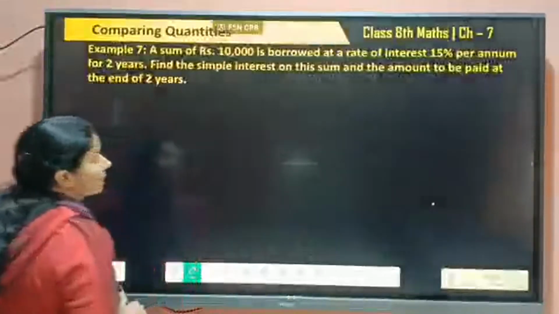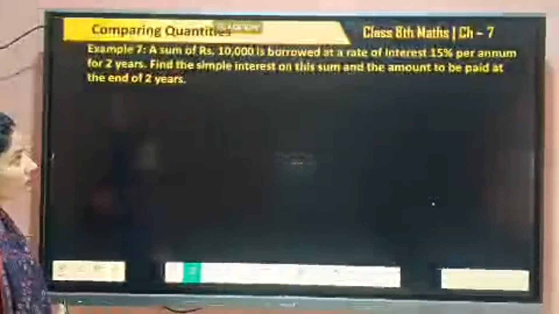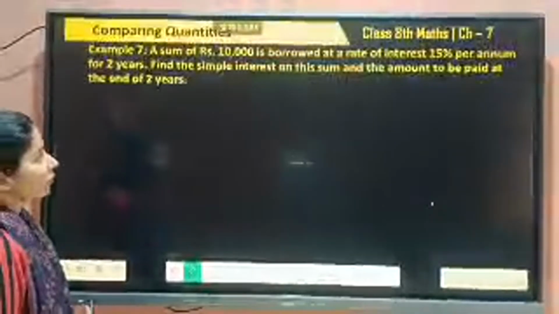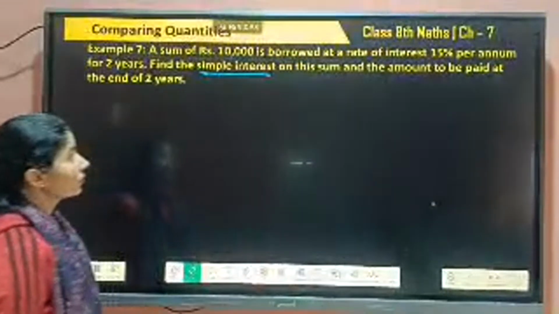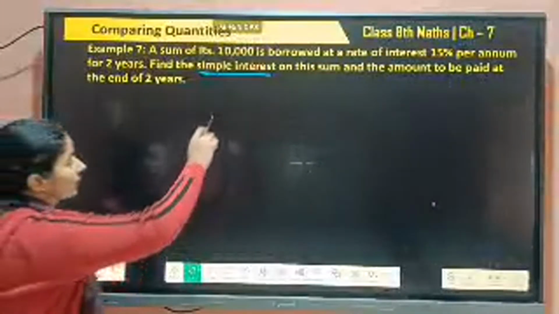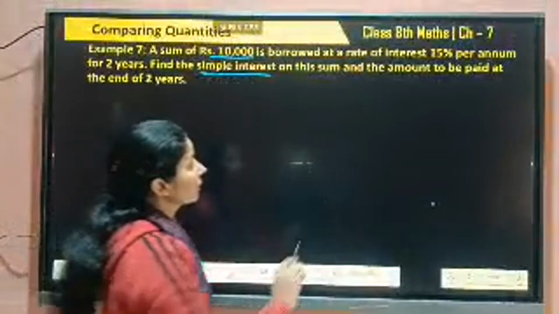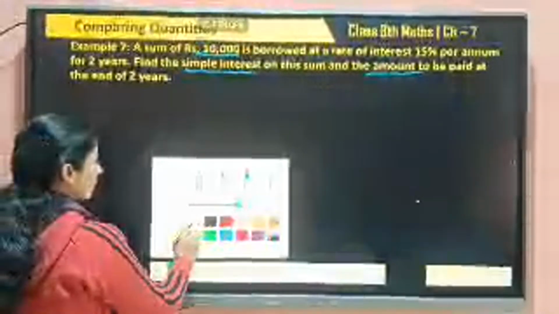A sum of rupees 10,000 is borrowed at a rate of interest 15% per annum for 2 years. Find the simple interest on this sum and the amount to be paid at the end of 2 years. We need to find out simple interest. The sum given is 10,000. Simple interest we need to find out, and after that we have to find out the amount to be paid at the end of 2 years. So let us see how we can do this question.